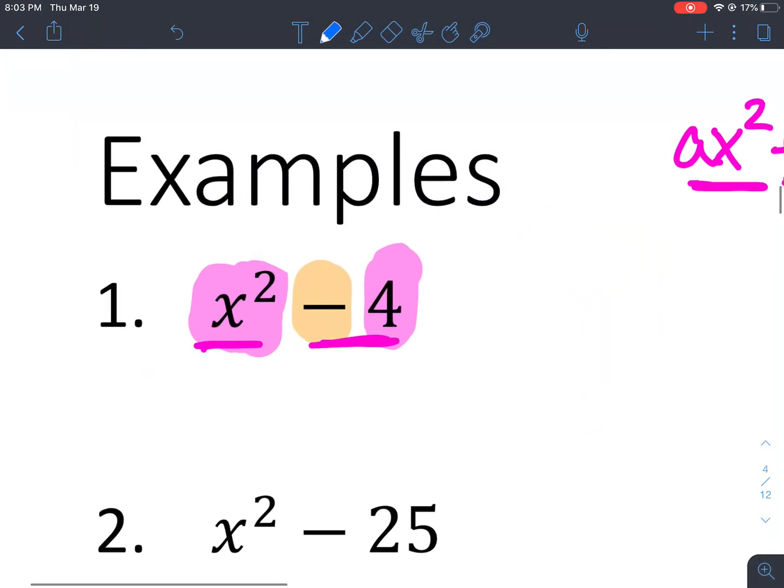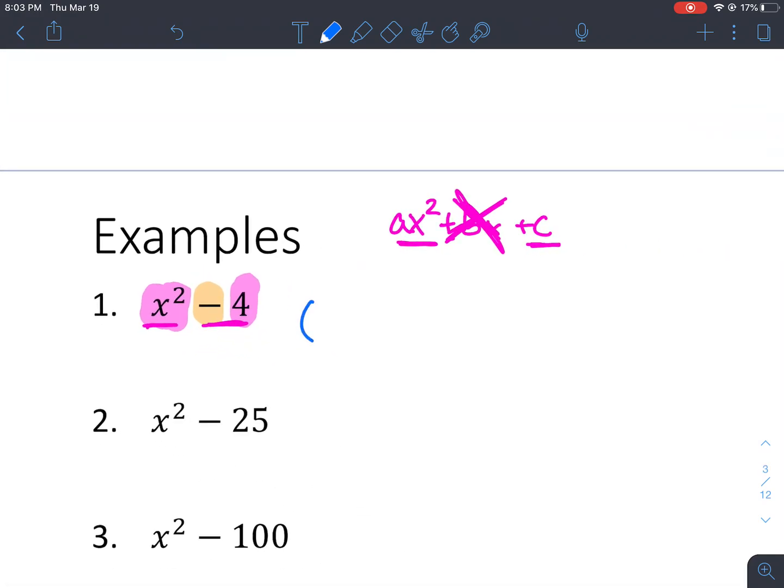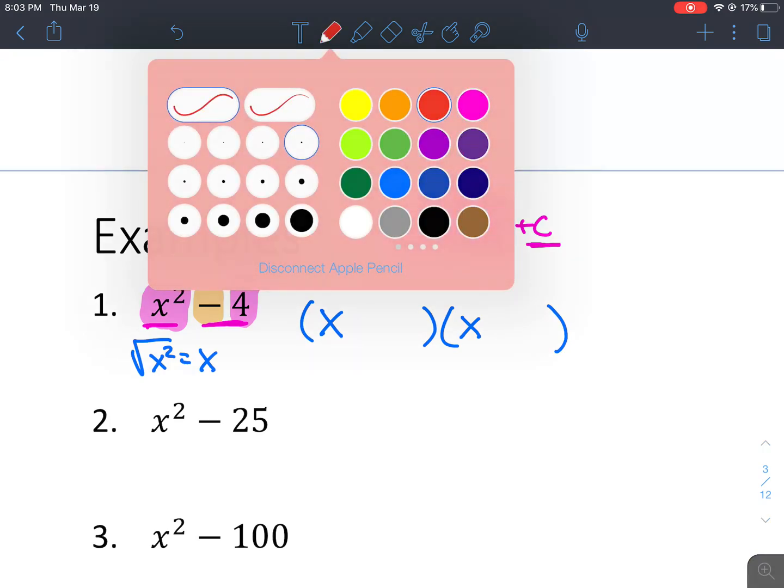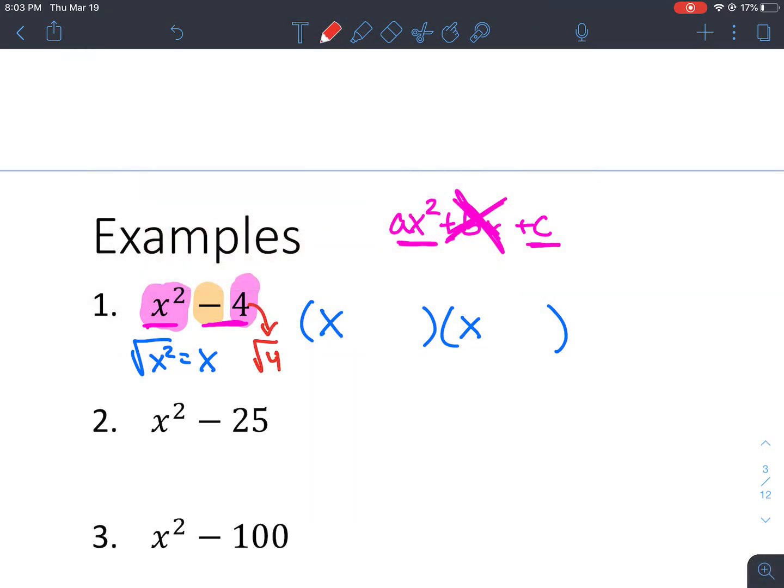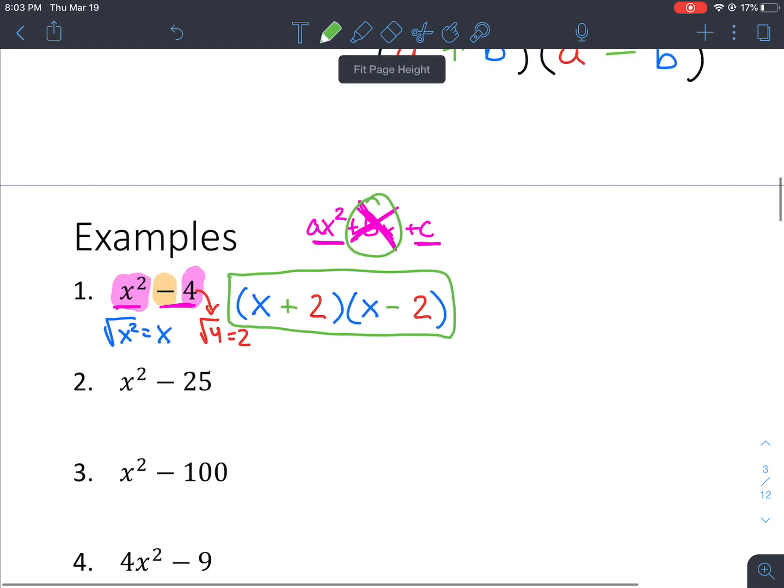So when we go to factor this problem, if we can recognize this is a difference of squares problem, we can make our two sets of parentheses. The square root of x squared is just x. So that's the first term in each set of parentheses. The square root of 4 is 2. So we put a 2 at the end of each. Then lastly, as far as the signs go, remember we want that middle term to cancel out, which means I'm going to make one of these a positive 2, one of these a negative 2. And that's going to be our final answer.